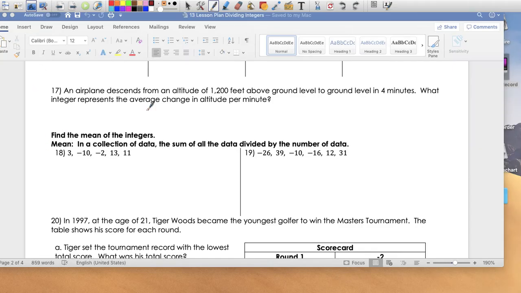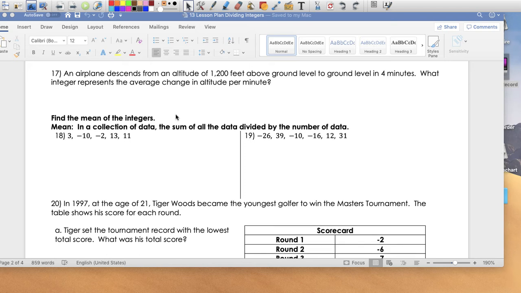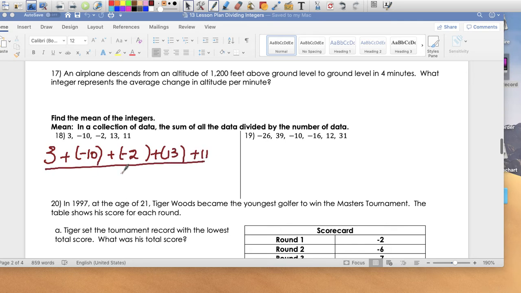So to find the mean, it says find the mean of the integers. To find the mean, we have to add them all up and then divide, right? Remember the mean from last year. So we're going to take 3 plus -10 plus -2 plus 13 plus 11, right? And then we're going to divide that all by 1, 2, 3, 4, 5. There's 5 numbers, so that's fine. That's how we find the average.